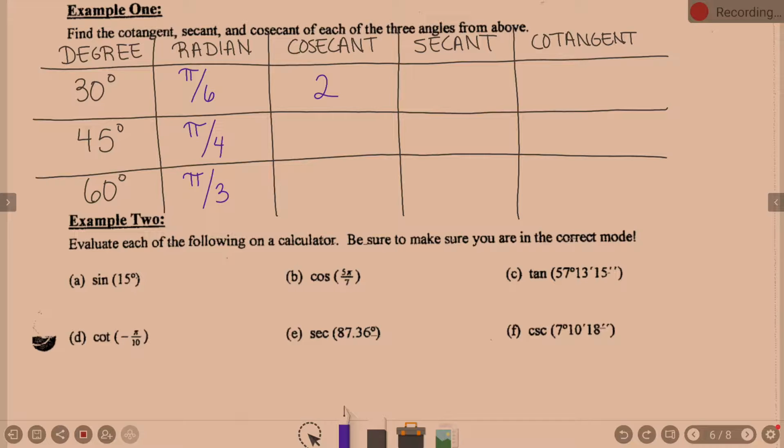If I go ahead and go down the cosecant column, sine of 45 was, in final form, I gave square root of 2 over 2. This is where I would go back to the original form of 1 over square root of 2. What's the reciprocal of 1 over square root of 2? Square root of 2.